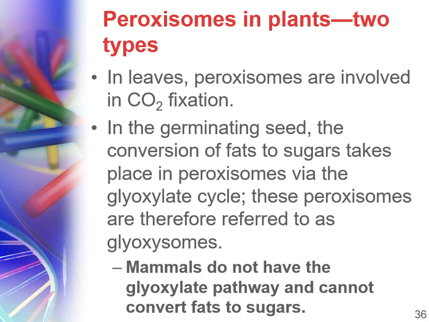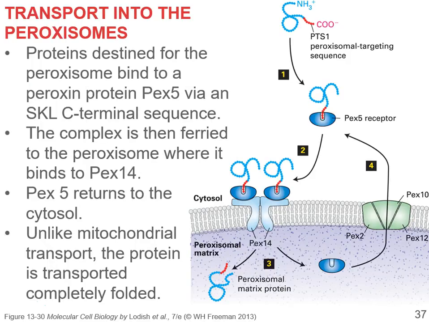I am going to bring up plants just for a minute here because the peroxisomes are involved in carbon dioxide fixation in leaves, but in germinating seeds, remember we talked about the glyoxylate cycle in Biochem 1, and we said that the glyoxylate cycle took place in the glyoxysome. The glyoxysome is actually a specialized peroxisome. Again, this happens in germinated seeds in plants, and mammals don't have these. We have peroxisomes, but we don't have glyoxysomes, and we are not able to take fats and convert them to sugars. That's something that we can't do.